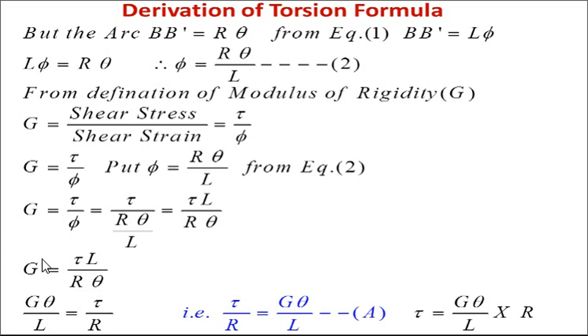If we take theta across, it will be the coefficient of G, and L, which is above, will go to the lower side. So G theta by L is equal to tau by R, or tau by R is equal to G theta by L. This is one of the important equations, the first part of the equation. If you want to calculate the shear stress tau, you can write tau is equal to G theta by L into R. So this is the first part of the equation.